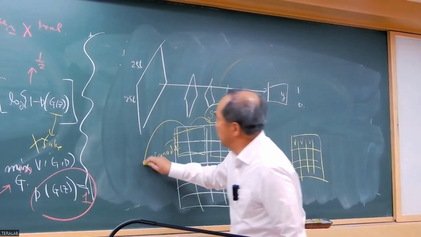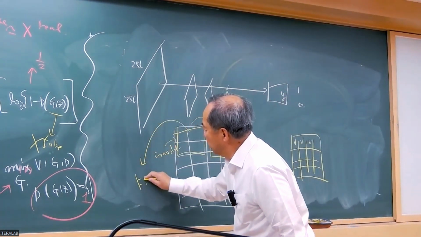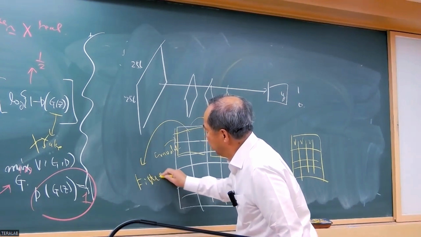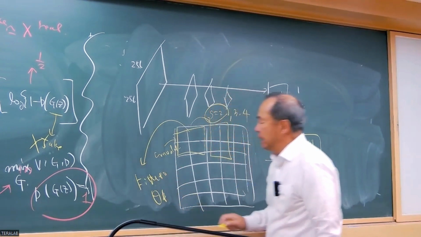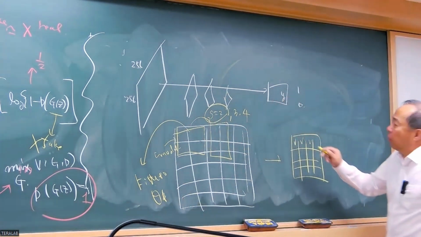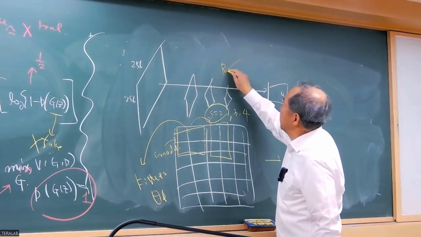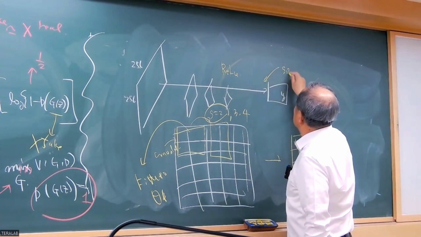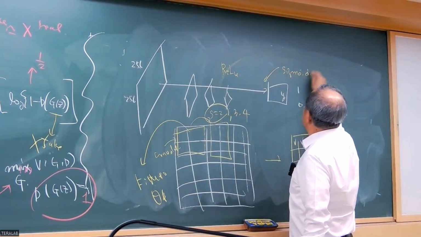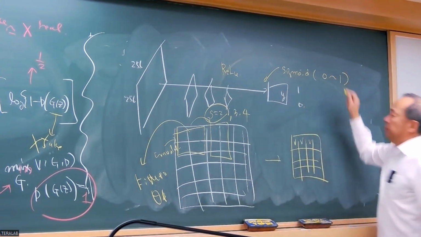By doing that, we can convert a larger size matrix to a smaller size. Of course, we have a filter, and the filter parameter is called theta d. And also here we are using the ReLU activation function, and the output is sigmoid, so that it is between 0 and 1.